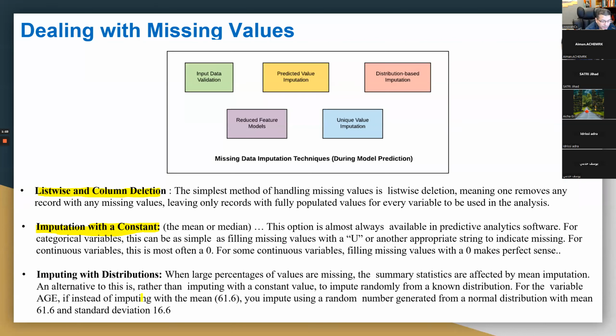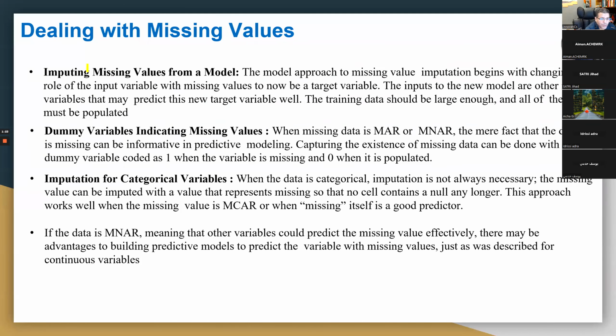We could do imputation with the distribution. We could impute missing values from the model. We could create some dummy variables indicating missing values. We could do imputation for categorical variables.